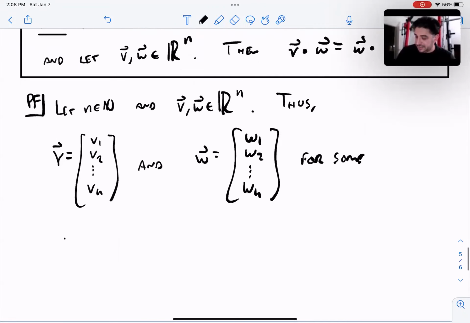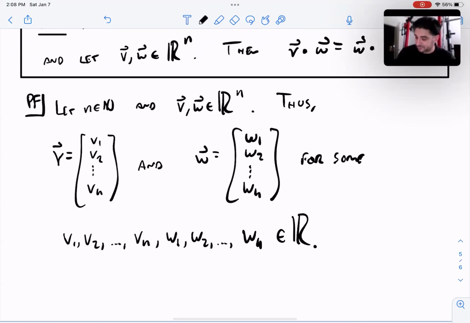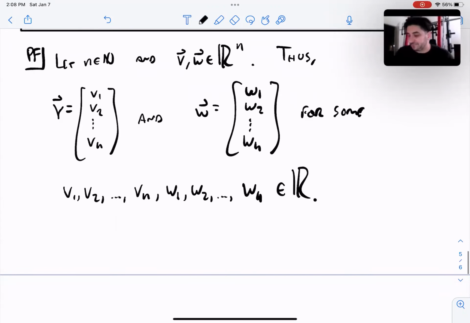And I'm going to say where those coordinates live. These are all real numbers, right? That's what we have for the coordinates of vectors. Right, so this is the start of the proof, just declaring all your variables. Set up all the symbols and say exactly what all the symbols mean. What set do they come from?